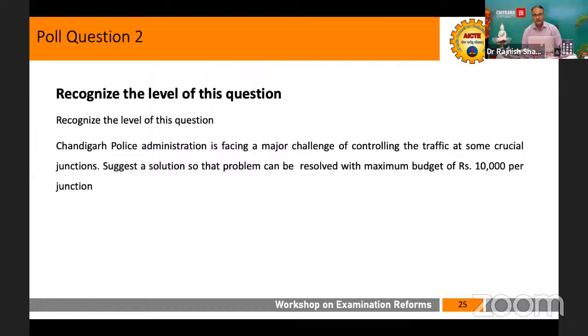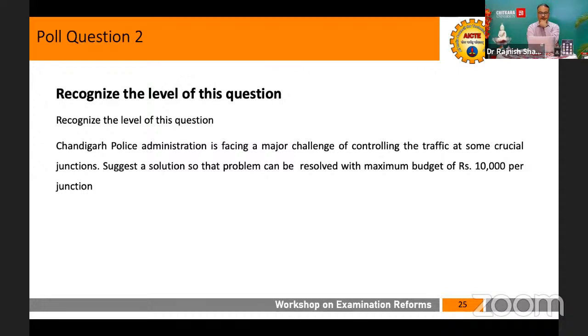As of now, 3% have said it is the remembering level. 10% say it is the understand level. 28% say it is the apply level. 50% say it is analyze. 20% say it is evaluate. 16% say it is create. So the bias is more toward analyze and apply.